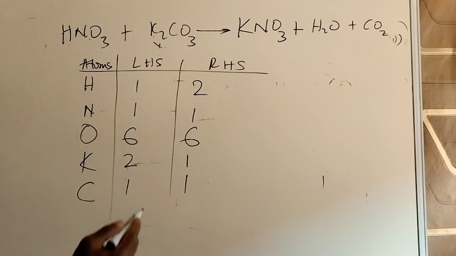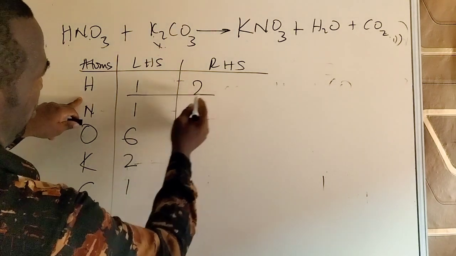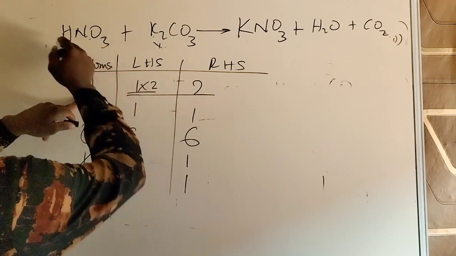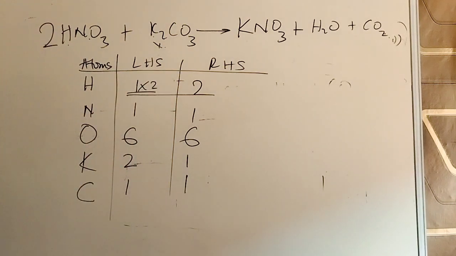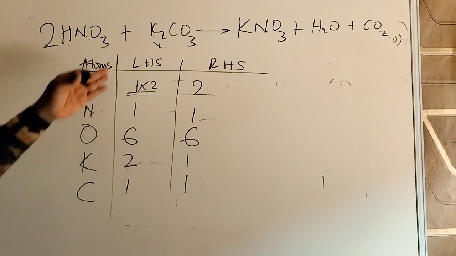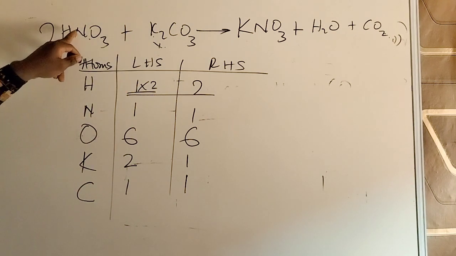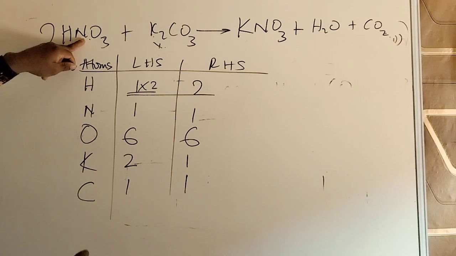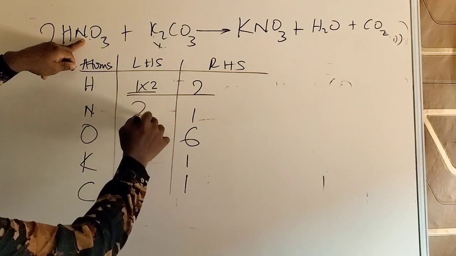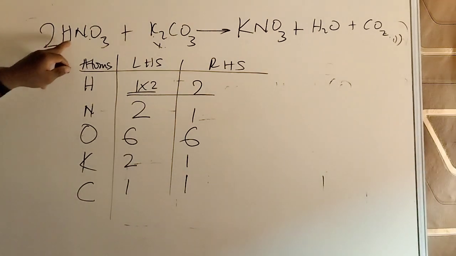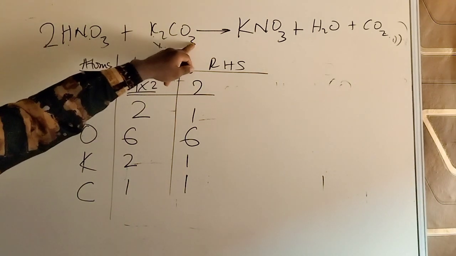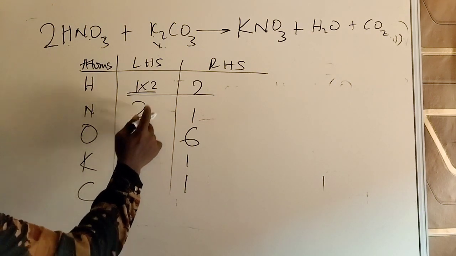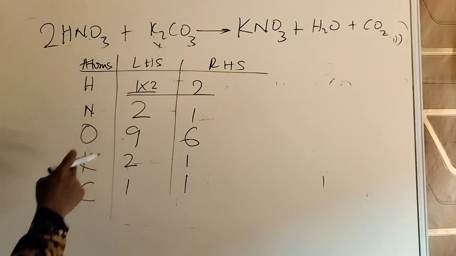You see that for hydrogen, this number is deficient. Multiply this out by 2 on the left-hand side, you bring 2 there to balance hydrogen. Before you continue to balance the other ones, you have to change this side, because these two affect nitrogen and oxygen. So nitrogen becomes 2. Oxygen becomes 2 times 3 is 6, 6 plus 3, 9. Oxygen becomes 9. So by placing 2 for hydrogen, we have upset these other two elements.